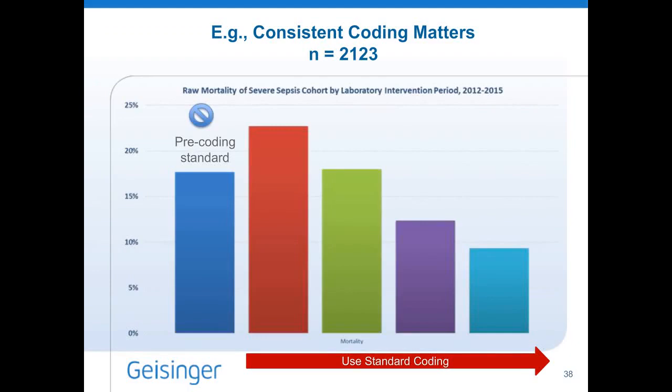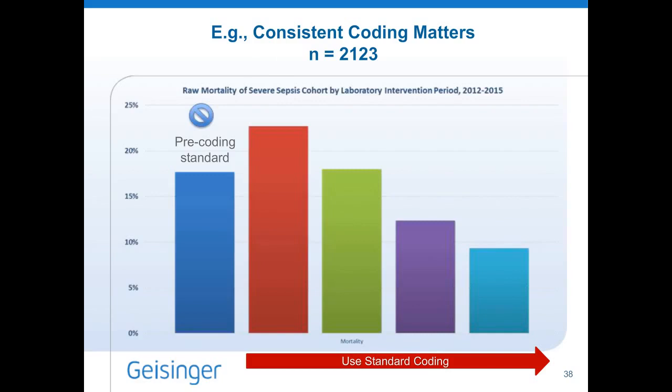This is an example for us when we standardize coding. So the red arrow, all of those phases of improvement were during a standard coding system, but look at the difference in our sepsis ratios.